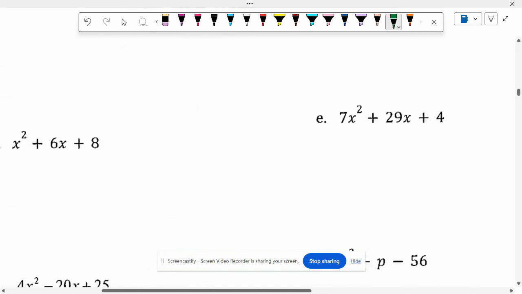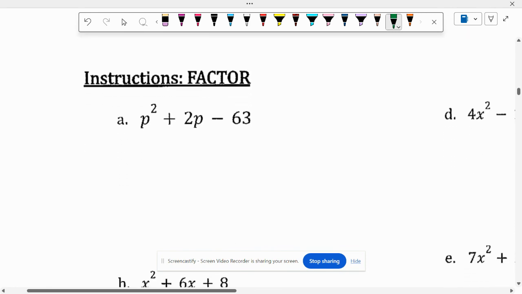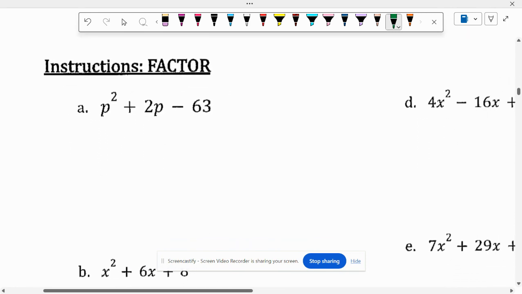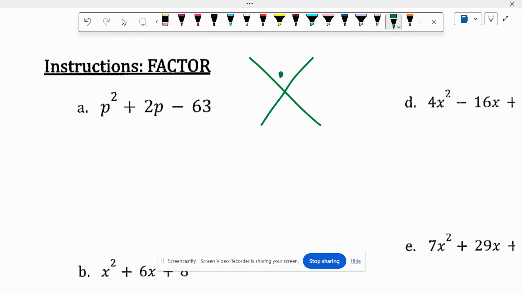So let's see. What can we do for example A? So what product am I looking for? Do you guys remember doing it like, how many of you guys saw it like this as an X? You put the product in the top and the sum in the bottom. So what product are we looking for? What is A times C?